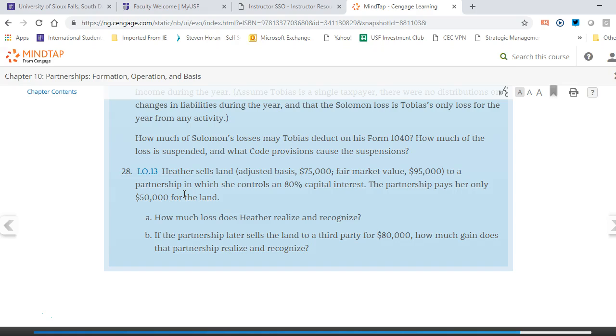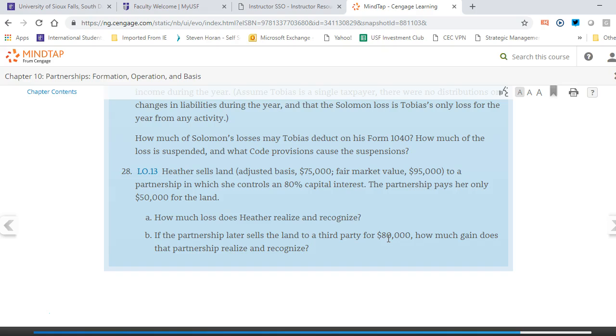Letter B, if it later sells the land to a third party for 80, how much gain does that partnership realize and recognize? You can probably just imagine what that would be. We sell it for 80, and the basis that we carried over was 75. So even though they bought it for 50, they inherited the basis of 75. So that $5,000 difference then is the taxable gain for the partnership. So the partnership sells land to an unrelated party for 80.